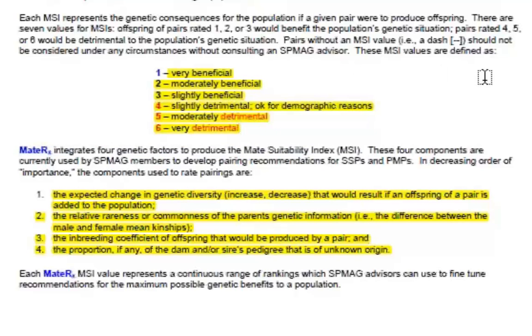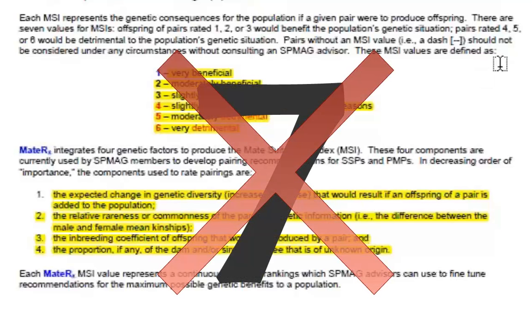There are 7 values for MSI. Offspring of pairs rated 1, 2, or 3 would benefit the population's genetic situation. Pairs rated 4, 5, or 6 would be detrimental to the population's genetic situation. Pairs with an MSI value of 7 or a dash should not be considered under any circumstances without consulting a PMC advisor.